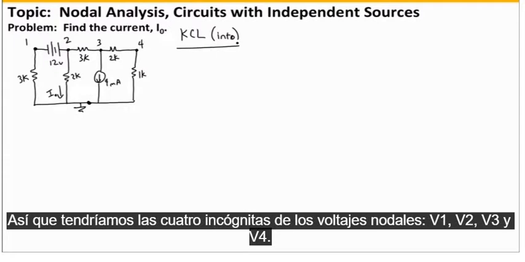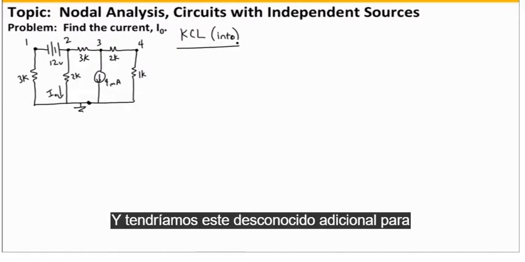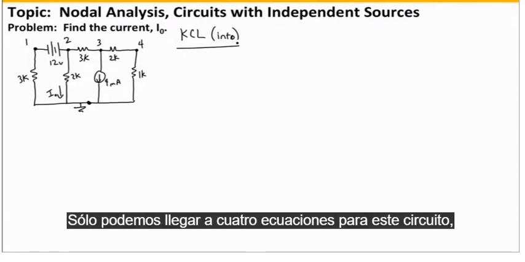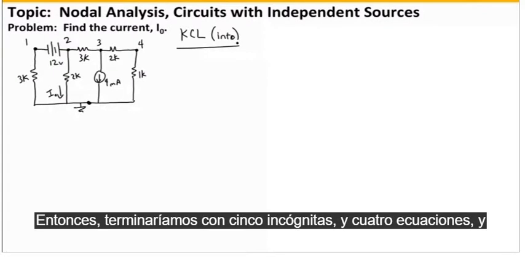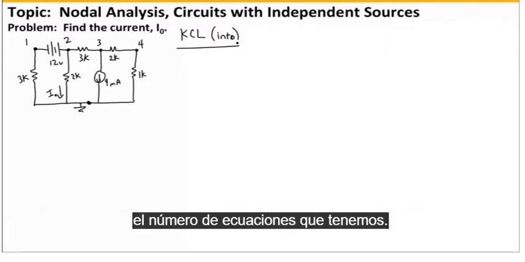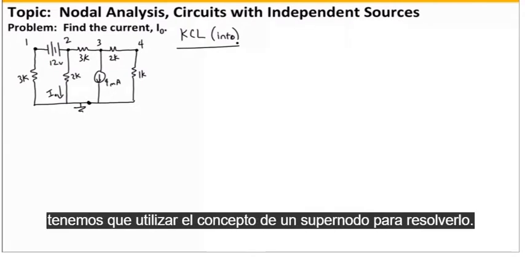So we'd have the 4 unknowns from the nodal voltages, V1, V2, V3, and V4, and we'd have this additional unknown for the current flowing through the 12-volt source. We can only come up with 4 equations for this circuit, the 4 nodal equations associated with the nodes. So we would end up with 5 unknowns and 4 equations, and would not be able to solve the problem because we have too many unknowns for the number of equations that we have. So in order to solve this problem, we have to utilize the concept of a supernode to solve it.